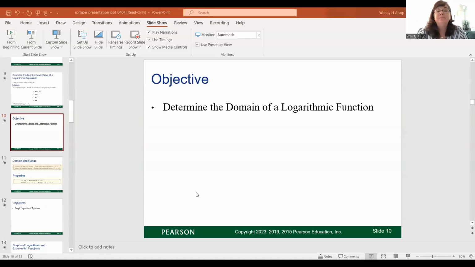We're in 4.4 again, and today we're doing domain, range, and graphs of log functions. So we know how to convert between log and exponential functions, but let's talk here a little bit about the graphs of them.